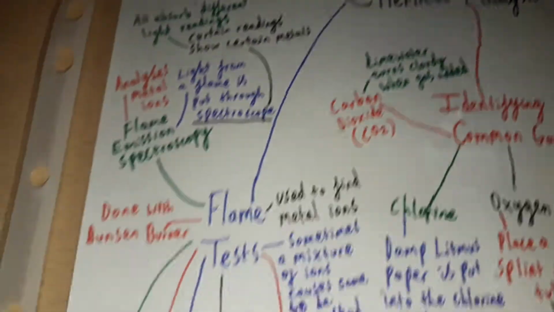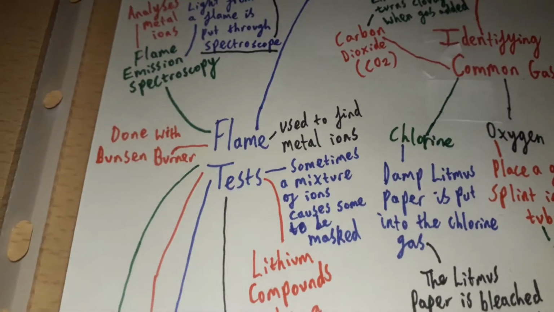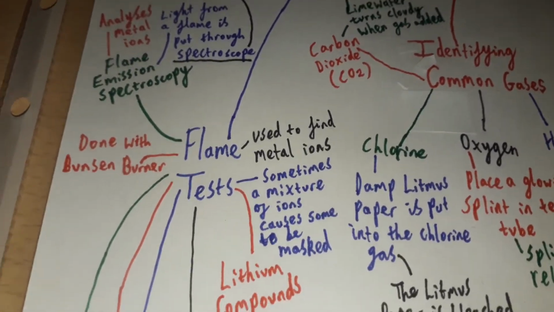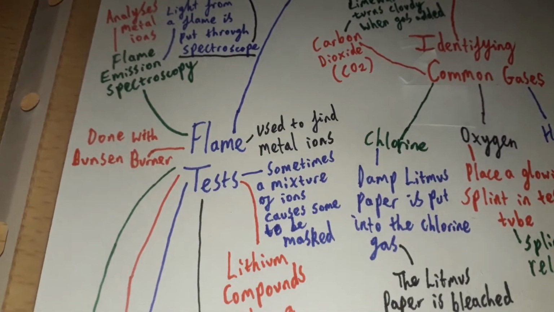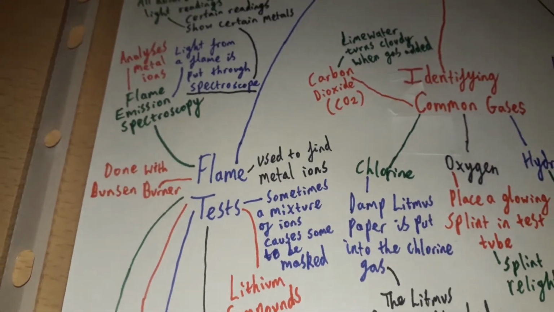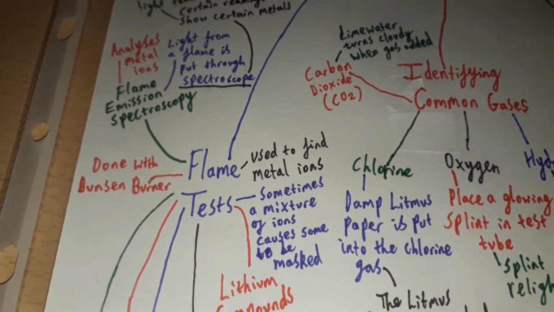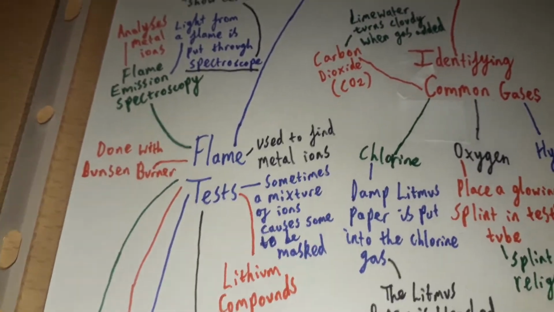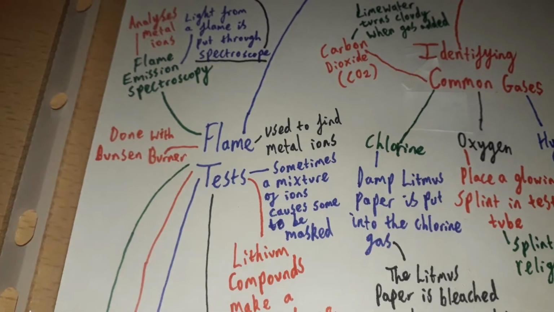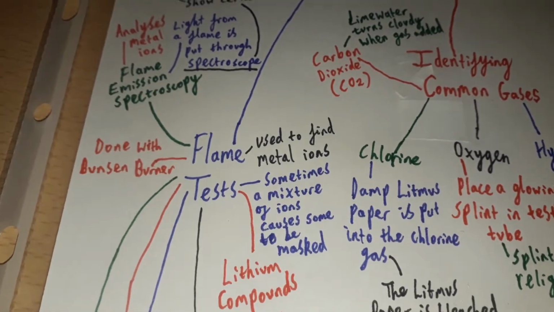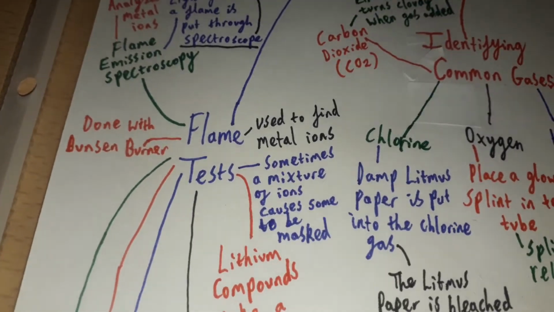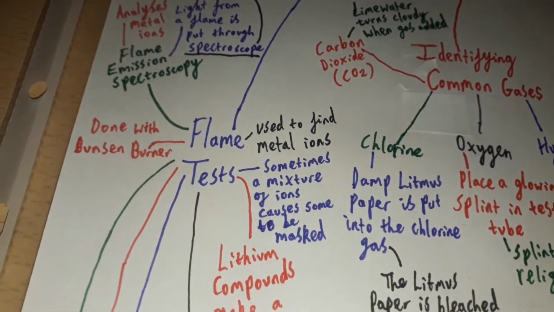So next, let's look at flame tests. Flame tests are used to find metal ions. And sometimes a mixture of ions causes some to be masked. So if you've got multiple metal ions in something, it can sometimes confuse it. If you've put something stronger there before and then you're testing for something else, sometimes it masks the second thing. And flame tests are done with a Bunsen burner, of course. That's a tall metal thing with the flame on it.